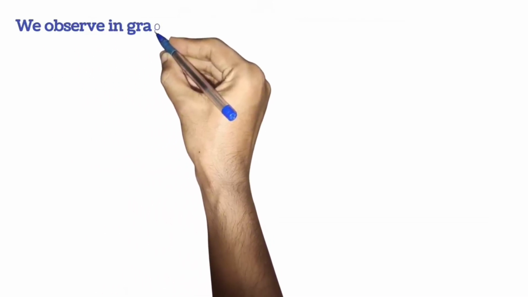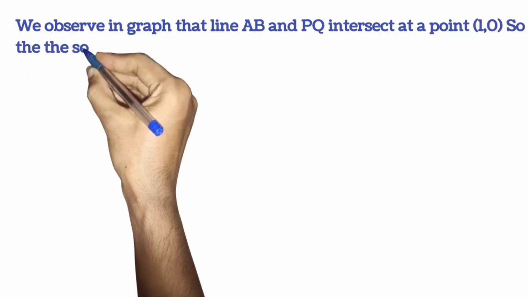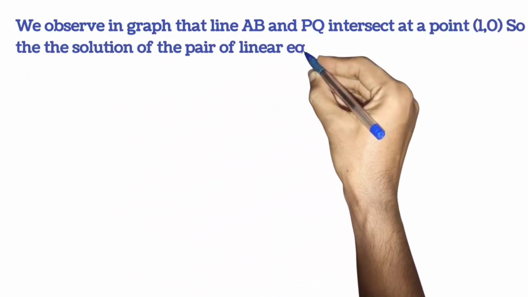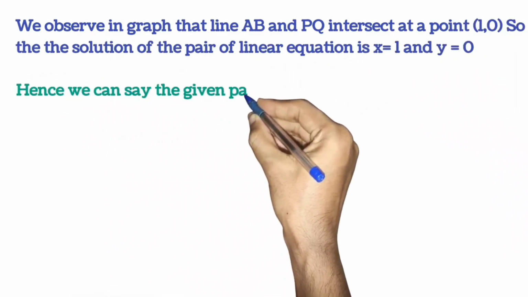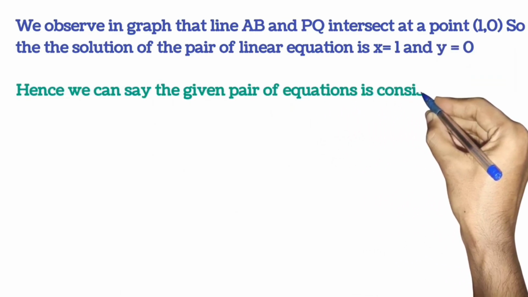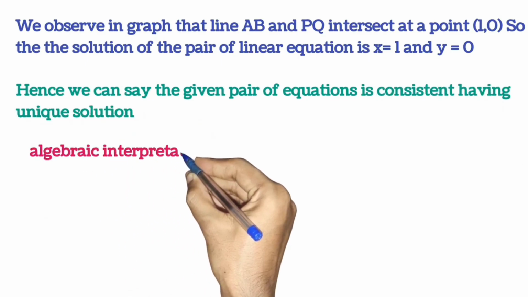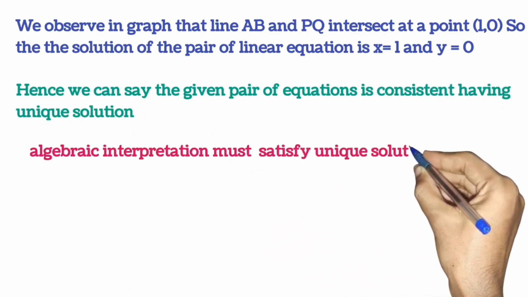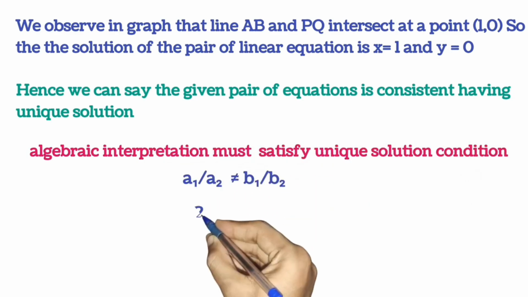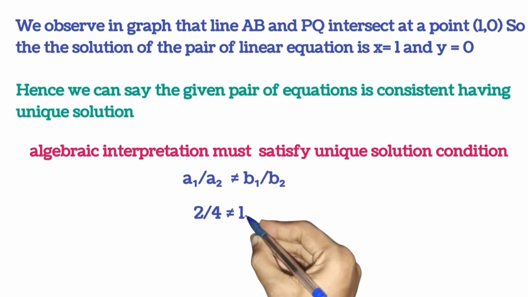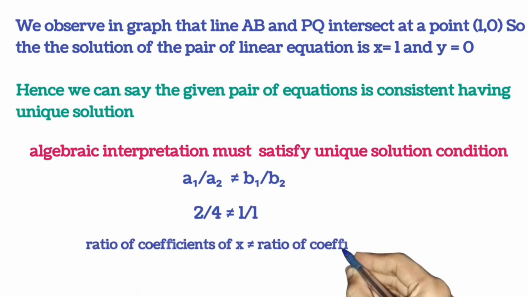We observe in the graph that lines AB and PQ intersect at the point (1, 0). So the solution of the pair of linear equations is x equal to 1 and y equal to 0. Hence we can say the given pair of equations is consistent, having a unique solution. The algebraic interpretation must satisfy the unique solution condition, and that is a1 by a2 not equal to b1 by b2. So 2 by 4 is not equal to 1 by 1. The ratio of coefficients of x is not equal to the ratio of coefficients of y.